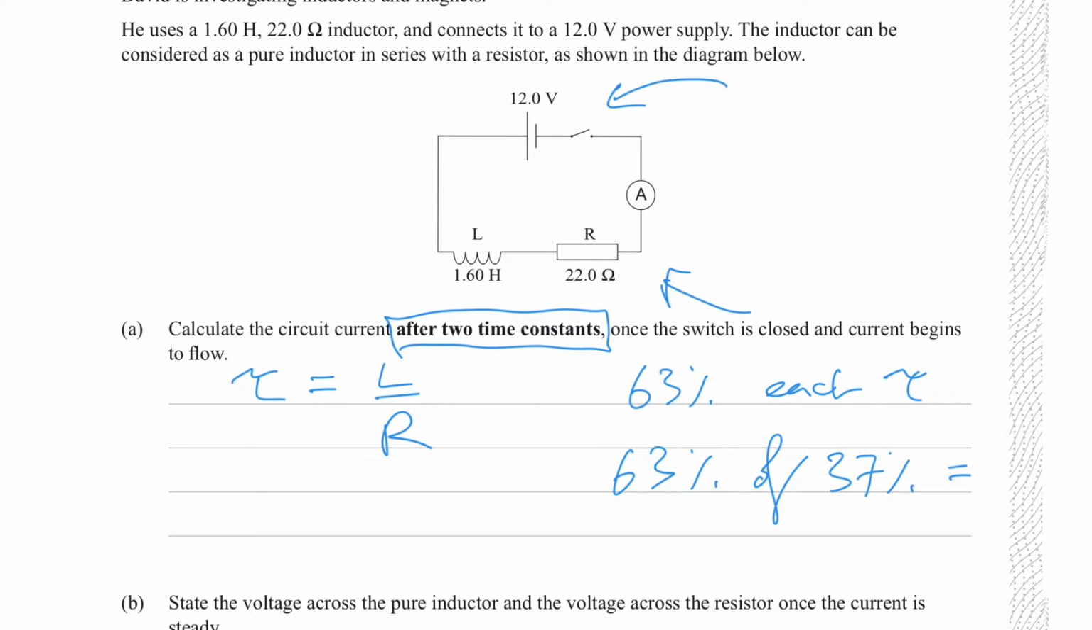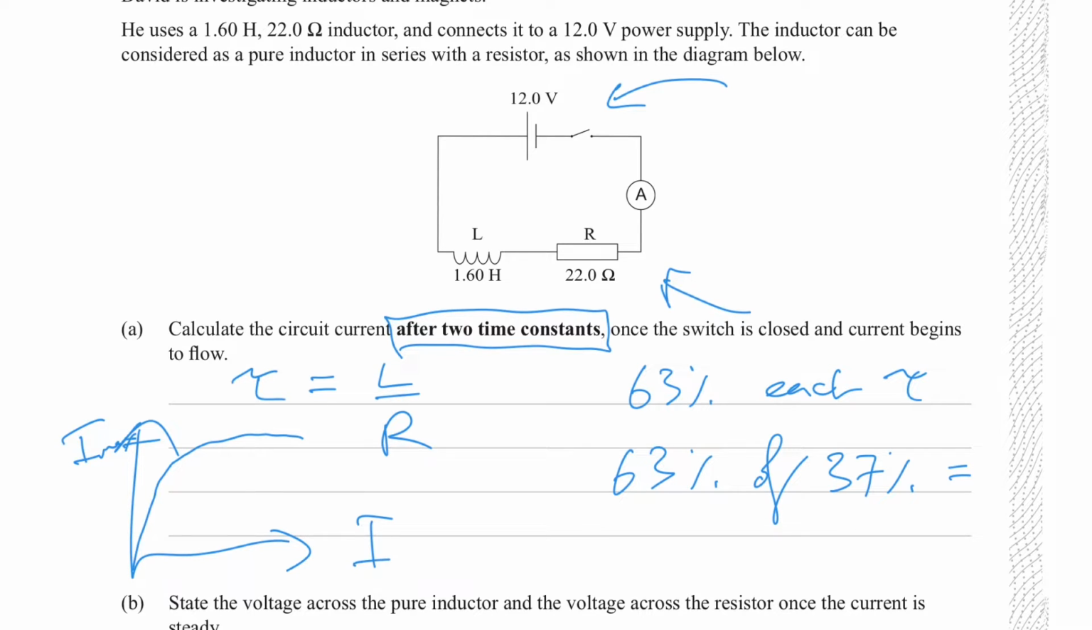So once the switch is closed and current begins to flow, we're going from 0 to the maximum. A little sketch over here, a really badly drawn diagram. A 63% change, so it's going to go up something like that to the current maximum in the circuit.